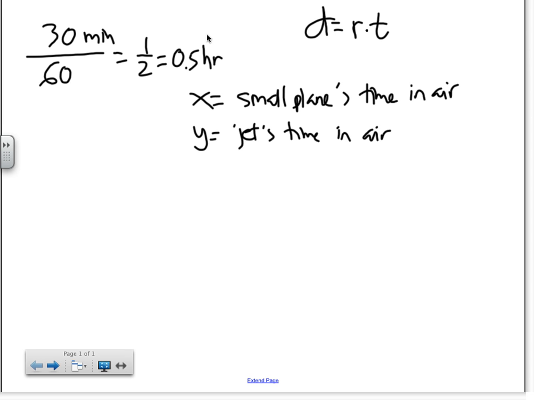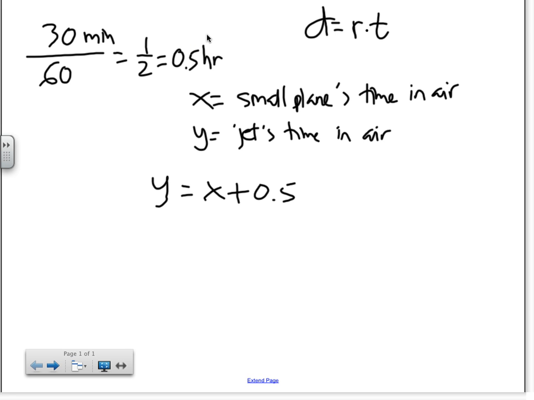Yes, Fatina. The jet leaves 30 minutes after the small plane. So how can you actually tie everything in based on that? Okay, Jennifer, go ahead. Y plus x plus 0.5. Okay. How did you get that? What do you think? If x represents a small plane's time in the air, is this actually correct?